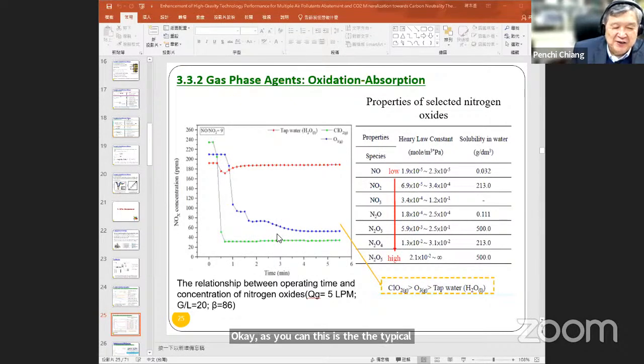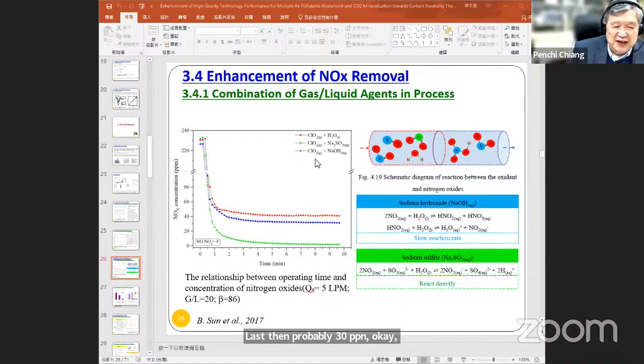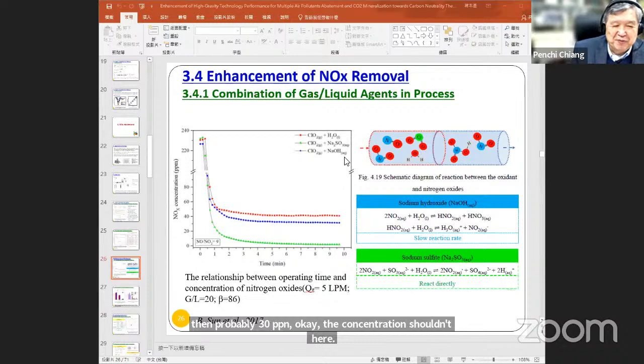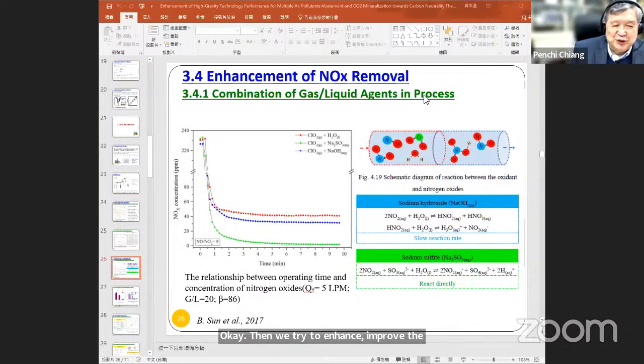the concentration profile at the different times. Here you can see that chlorine dioxide has a relatively low performance, with the concentration less than probably 30 ppm shown here. Then we try to improve the performance of the oxidizing agent. That's why we adjust the pH value. Also, we introduce different types of chemicals associated with the chlorine dioxide.